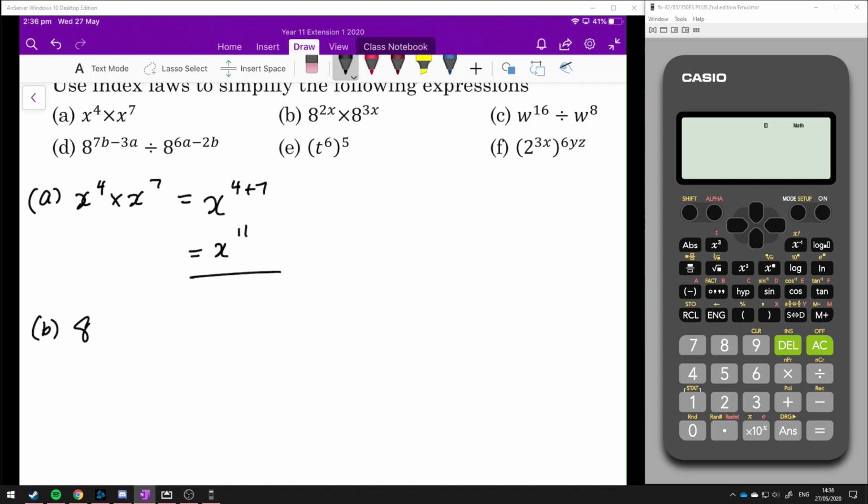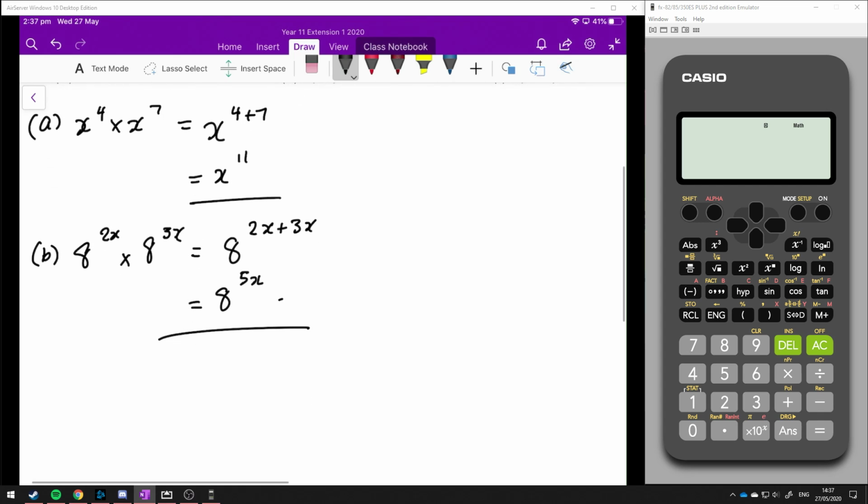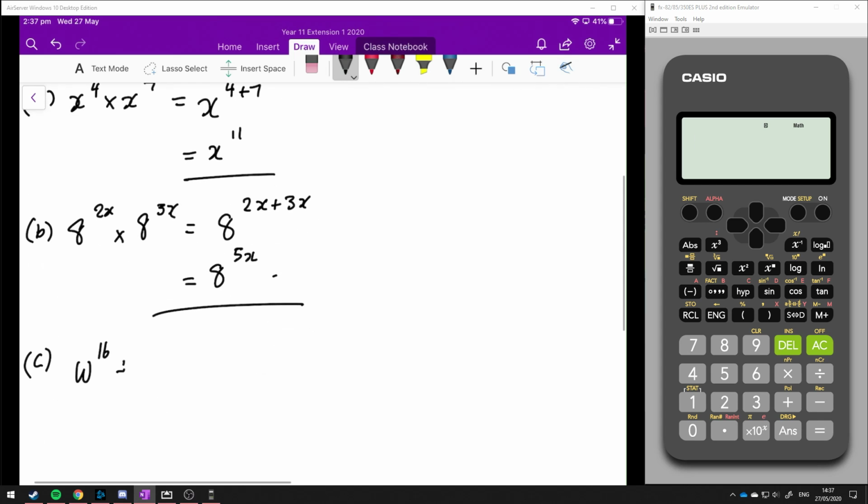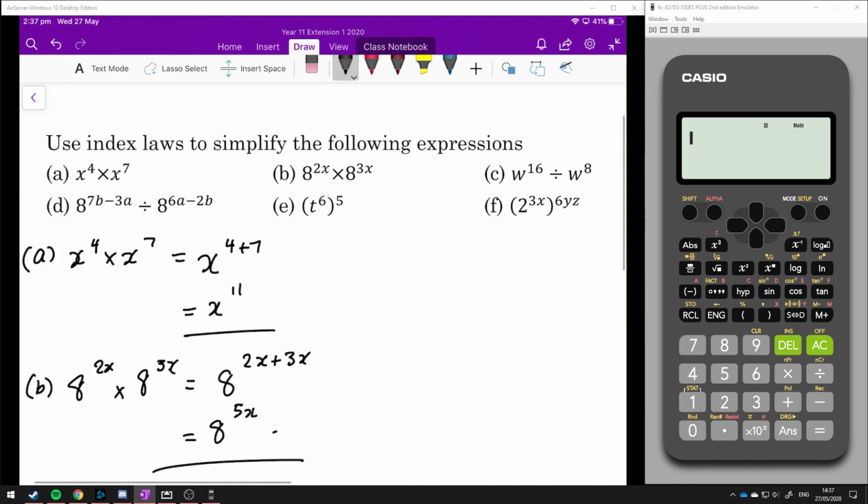For b, we've got a to the 2x times a to the 3x. Nothing's going to change here. We're still going to add the powers because we have the same base. So it becomes a to the 2x plus 3x, so it's just a to the power of 5x. That's our answer for that one. Now c is w to the 16 divided by w to the 8. When we divide powers, we're going to subtract them. So it's w to the power of 8. That's my answer for that one.